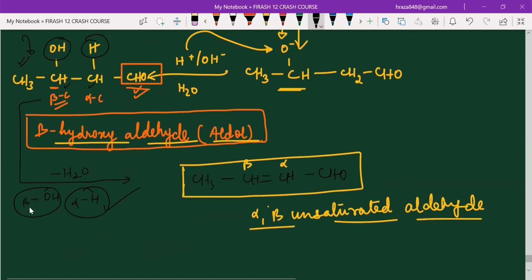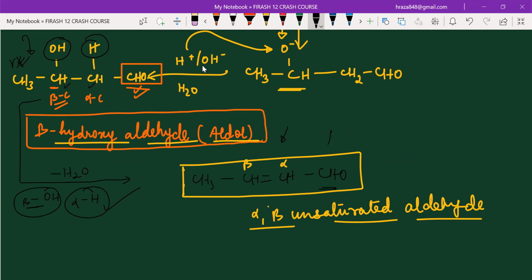After this, you need to remove H2O. Always remember that OH will always be on beta. And you are going to remove hydrogen from alpha, not from gamma. This is your gamma, not from gamma. So there will be a double bond between alpha and beta carbon, and then the aldehyde will be there. And if it is ketone, then there will be ketone. Are you getting my point?